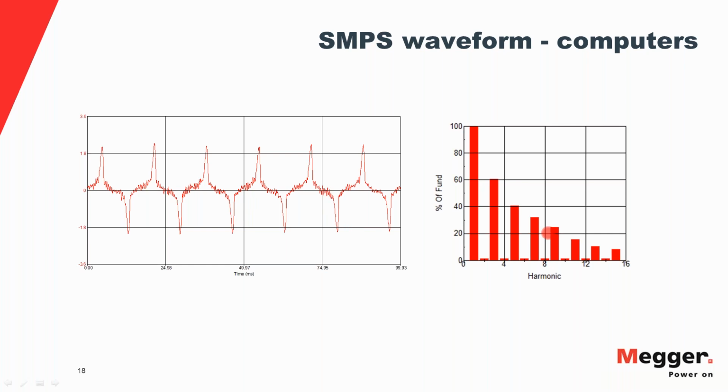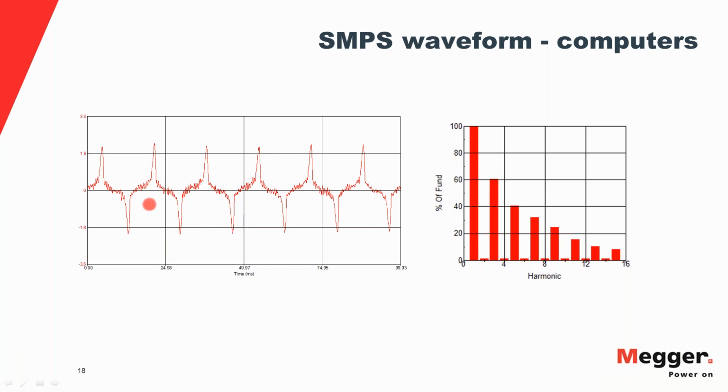Harmonic spectrum tells you exactly what the magnitude of each harmonic order is with respect to the fundamental. So the first bar graph that you see is the fundamental, and that is at 100%, and all the harmonics are compared with respect to the fundamental. You can see that this harmonic spectrum has mainly odd harmonics. So there is third, there's fifth, seventh, ninth, 11th, and the magnitude of the harmonics decreases as the order increases. So that's a typical harmonic spectrum that you get from a computer.